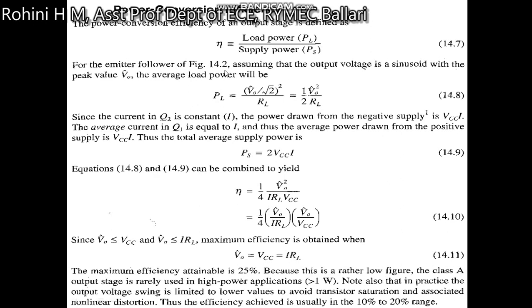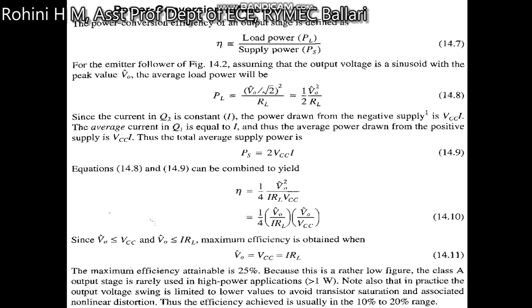For the emitter follower, assuming that the output voltage is a sinusoid with a peak value of V0, the average load power will be given by V_RMS by root 2 whole square by RL. This is also one more expression.